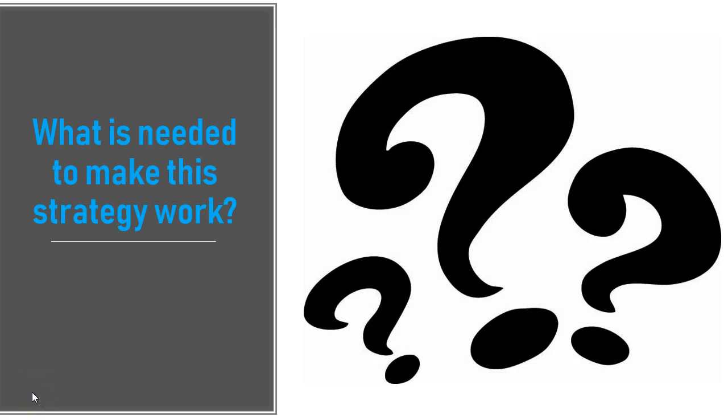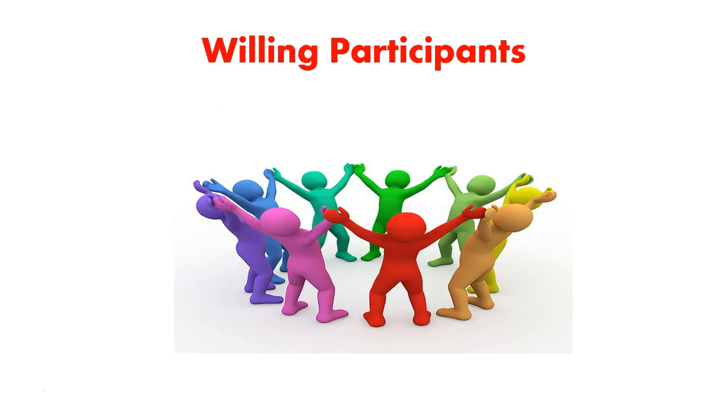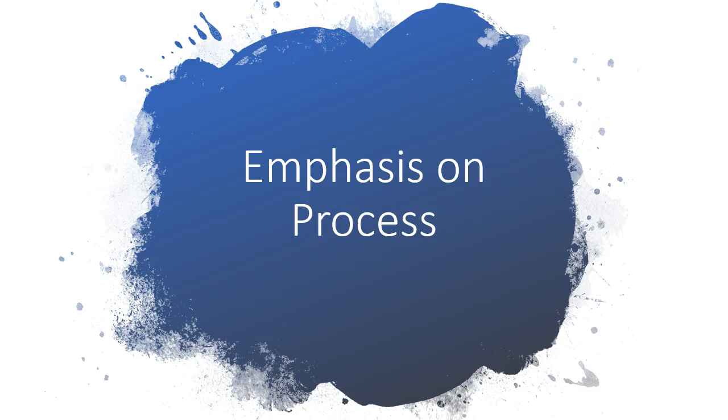So what do we need to make this strategy work? First of all, we need honesty from the learner. You're not going to get any accurate assessment unless they're going to be honest with their own evaluations. We need the learner to be a willing participant within the group situation, and we need to put an emphasis on process, so the interaction as the group moves forward with the project is just as important, if not more important, than the end result.